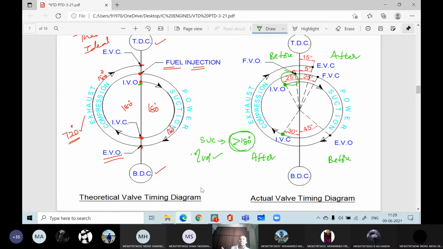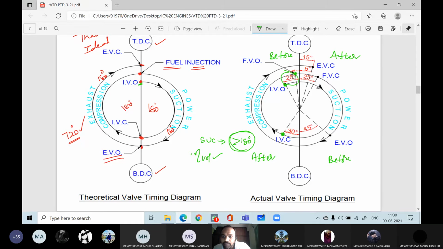Are the reasons clear? So more time is available for suction, therefore more charge will be admitted, and the volumetric efficiency is increased. Now next, as usual, compression. Before the end of compression, what will happen? The fuel valve is opened. So this is the angle, this is the time.